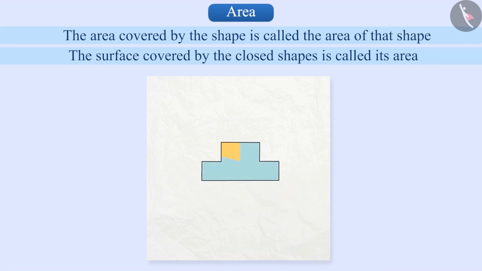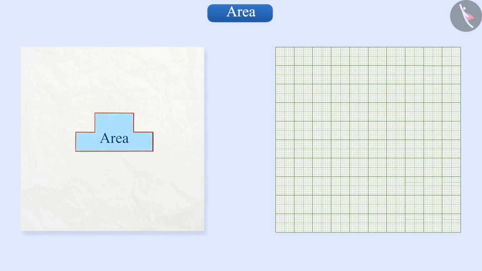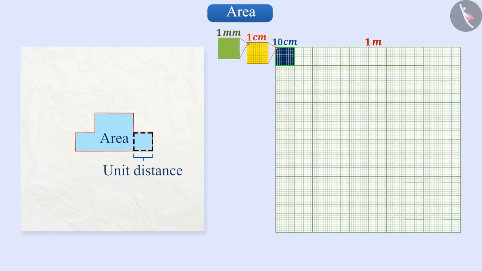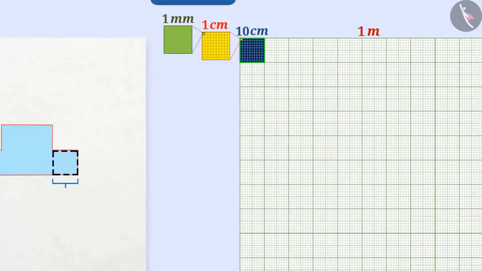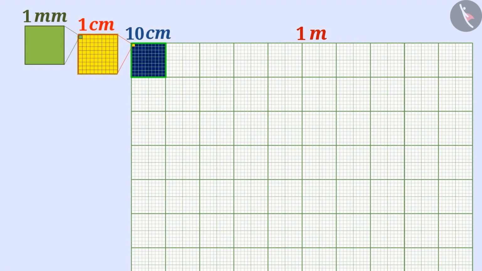The question is, how do we find out the total area of this shape? Can you guess? Think for a while. Let me tell you. For this, we compare the area of the shape with a square whose side is as much as a unit distance, such as a square with side 1 millimeter, a square with side 1 centimeter, a square with side 1 meter, etc.